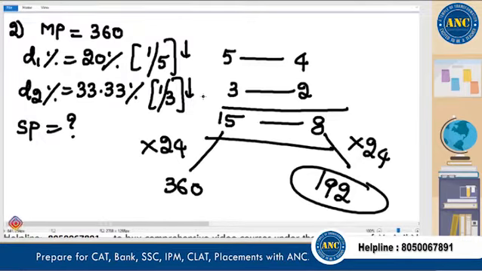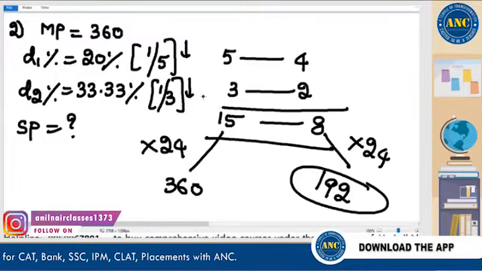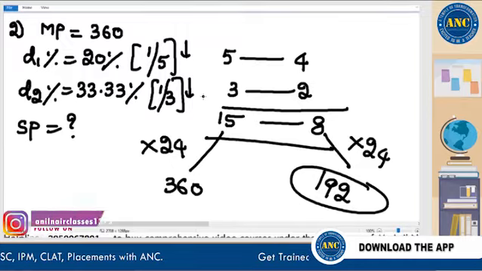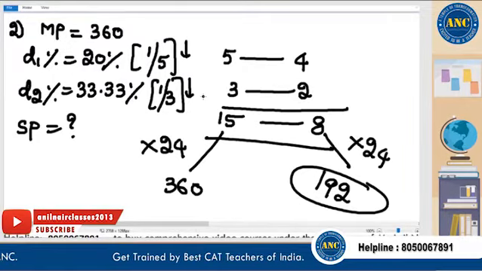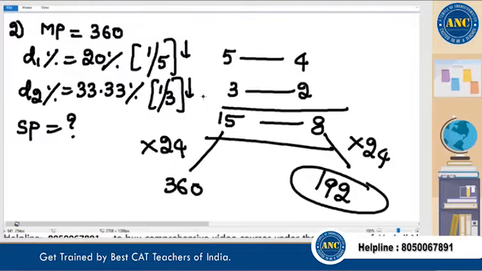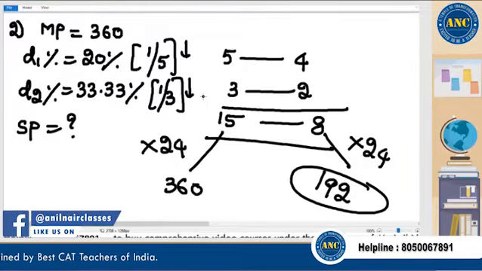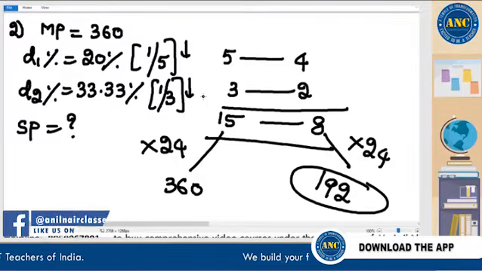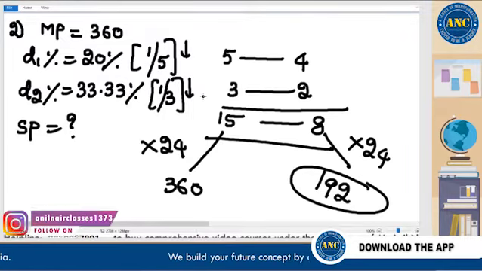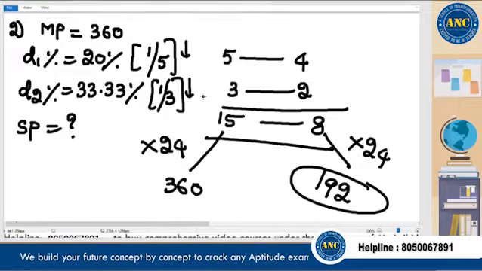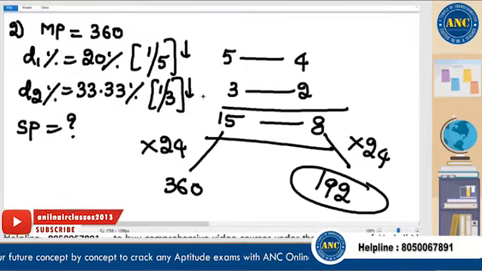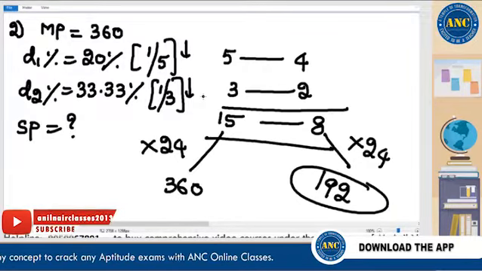5, 1 decrease, it is 4. 3, 1 decrease, it is 2. 5 3s are 15, 4 2s are 8. 15 is becoming 8. 15 is nothing but the market price, which is 360. 15 24s are 360, 8 24s are 192. Right, my old students already know it because new students are there. And because Gopinath has asked, we will solve this. I hope it is clear.